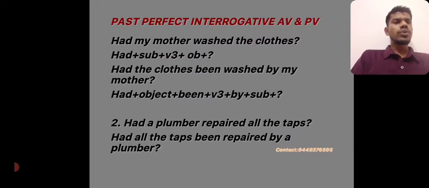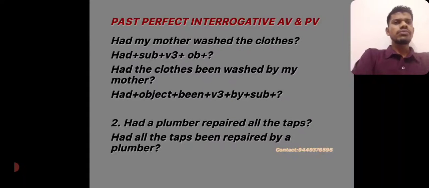Next we will move on to the interrogative. Here we see, when we are talking about the past perfect interrogative, here also we will have a structure that has to be followed clearly without error. So first we take had plus subject, V3, then object plus question mark. Since we are talking about interrogative, punctuation mark is also very important in English grammar. So had my mother washed the clothes, had is used, subject my mother, washed V3, the clothes is an object, at the end I use the question mark. Of course the structure is applicable for the above sentence.